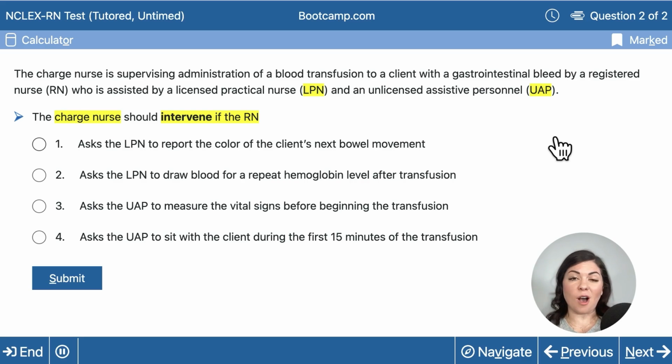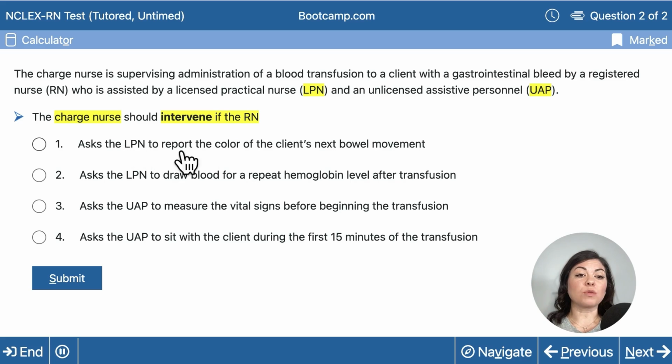So before we look at the options, let's briefly talk about one of the most important rules of delegation. And that is we should never delegate a task that is going to require nursing judgment or clinical reasoning. We also always want to make sure that that client is stable. So let's look at our options.